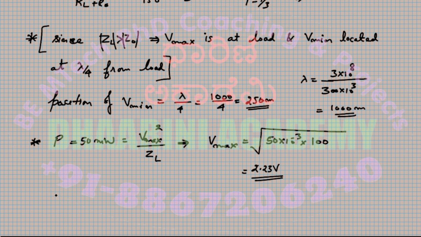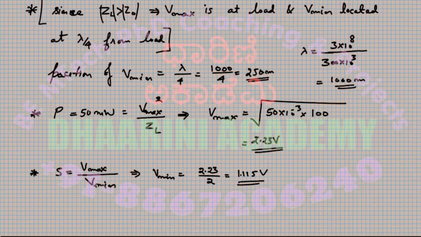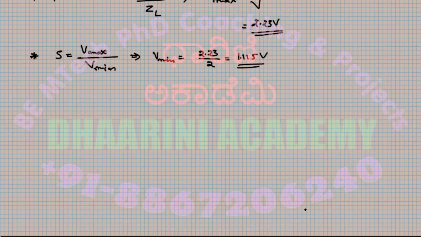And how do you calculate V min? What is the relationship between V max and V min? I think S itself is V max by V min, right? I know S, we have calculated, S is 2. So that implies V min is 1.115 volts. Perfect. Let's move further. The last part asks what the Z values are.